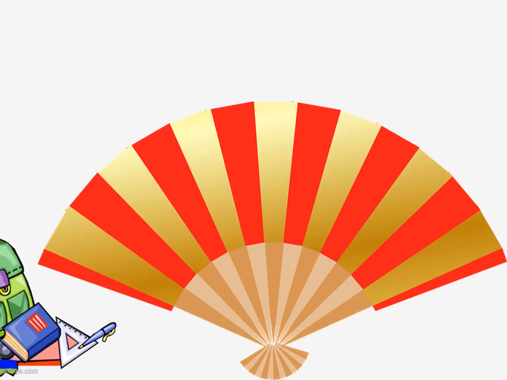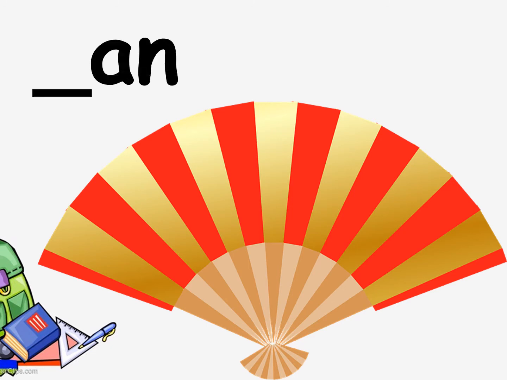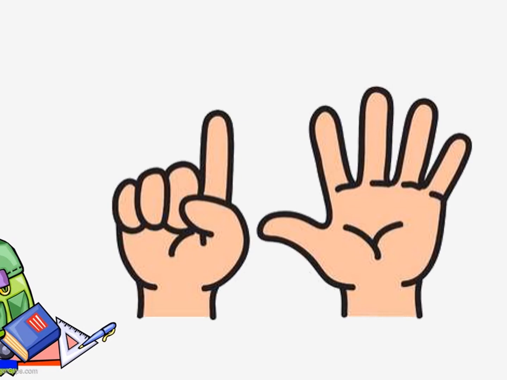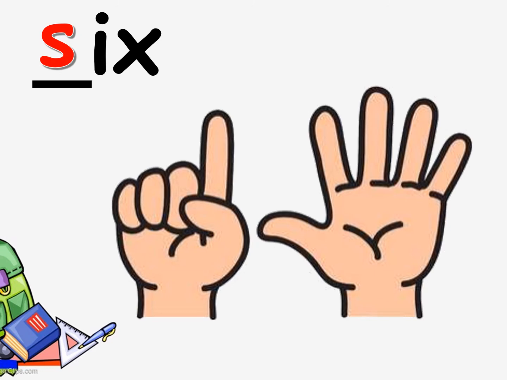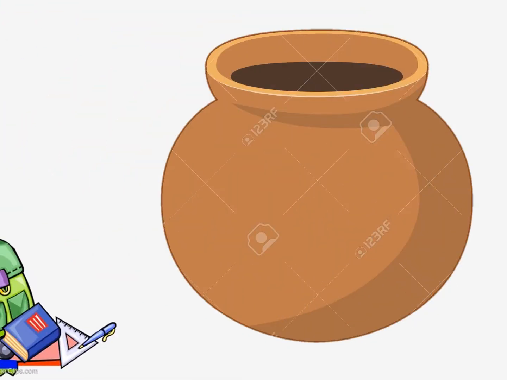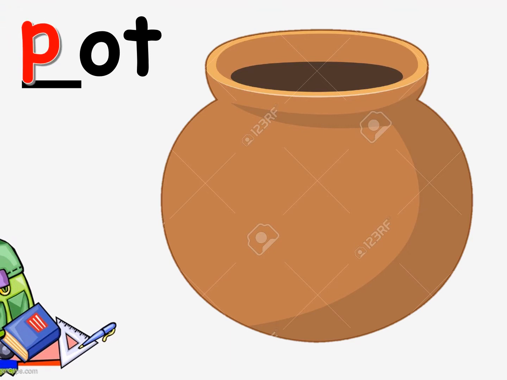But this one. Very good. It's letter F. Fan. How about... look at the fingers? Very good. It's number 6. This one. Very good. The missing letter is letter T. This is a pot.